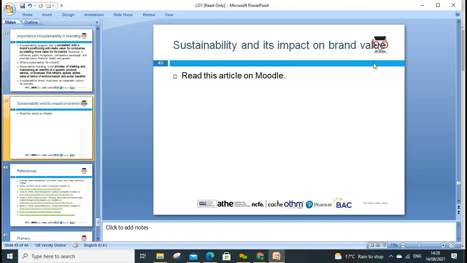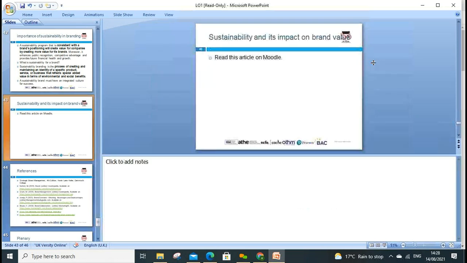We need to look at that, and we have a further article on Moodle about the brand, brand value, and brand image. The next lesson will go through some case studies on branding, which I'll upload. Please do a bit of research on brand value before the next lesson, looking at the brand value of key companies.